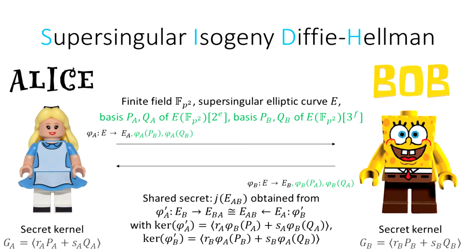And if you share the torsion point information, you can compute 2 other isogenies, φ'_A and φ'_B, to then end up in, well, not the same curve, but an isomorphic curve. So we're just interested in its j-invariant, and we have a shared secret. Okay, I'm assuming everybody knows this.